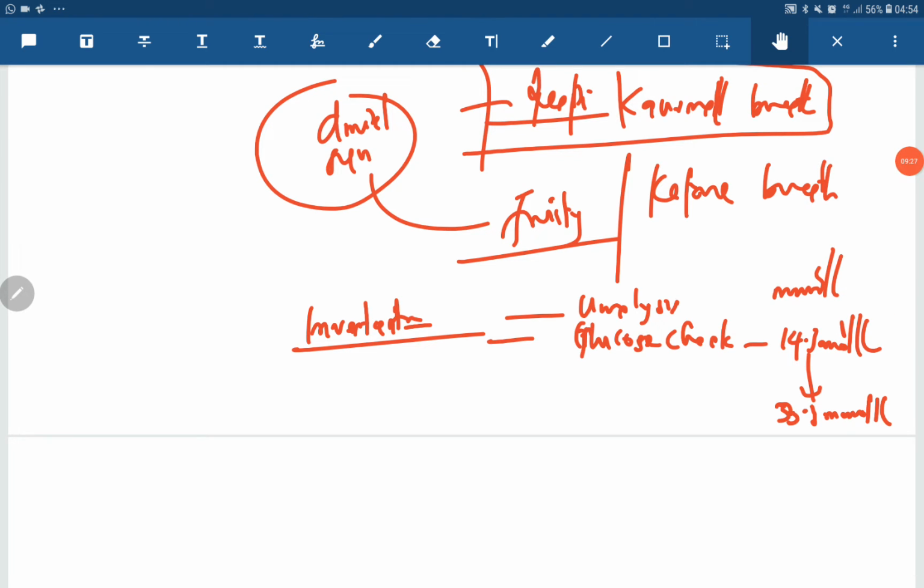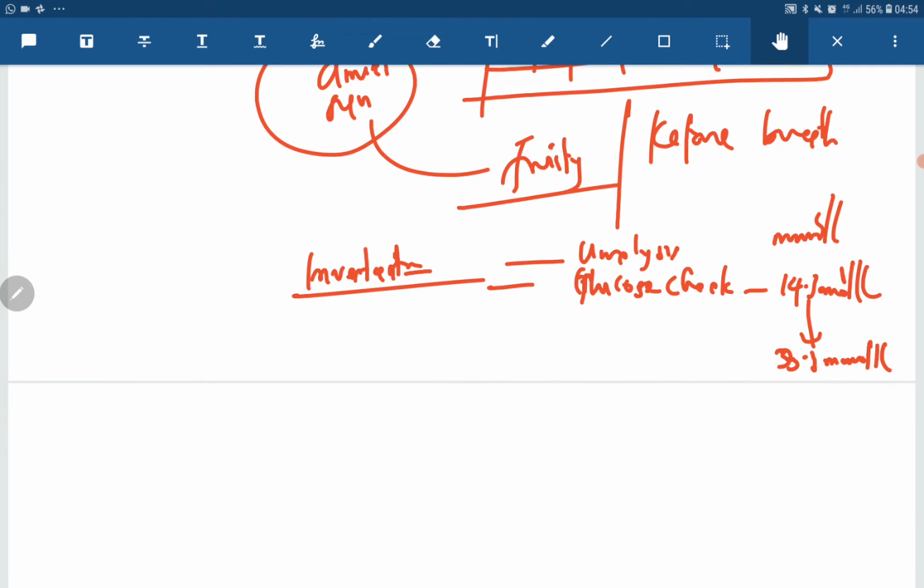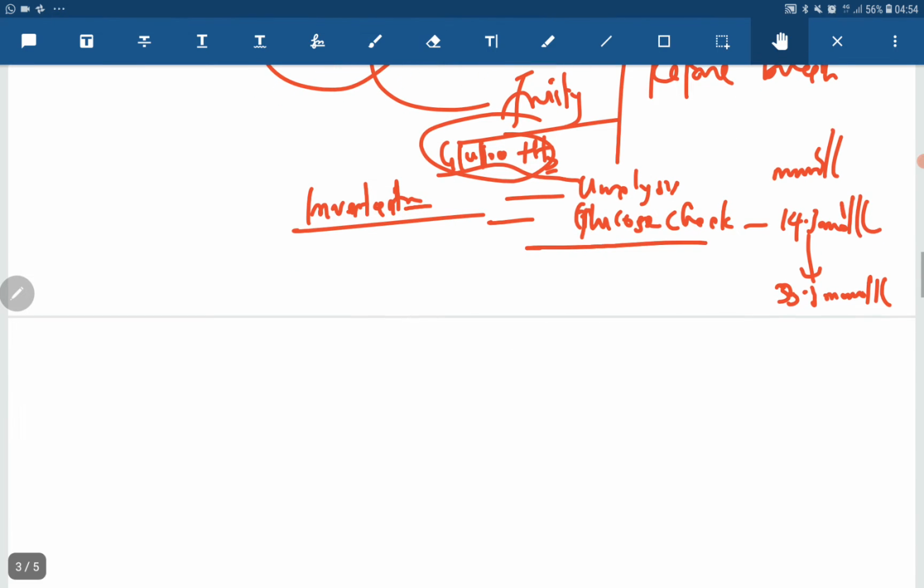Usually for HHS, they have higher values. Then urinalysis, you have glucose 3 pluses or greater, though we don't use the urinalysis for glucose check, we use the glucometer for glucose check. But for urinalysis, you can have ketones in the urine, so that can also be tested for diagnosis.